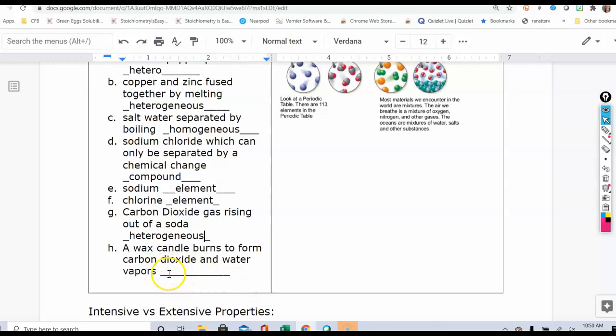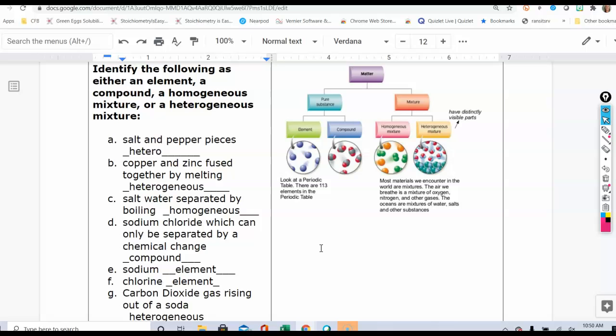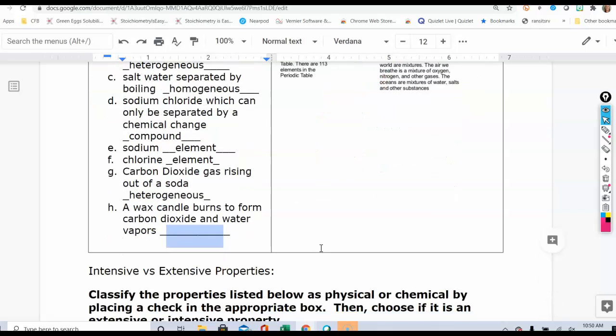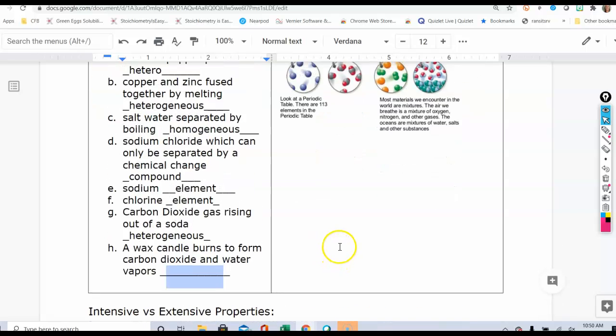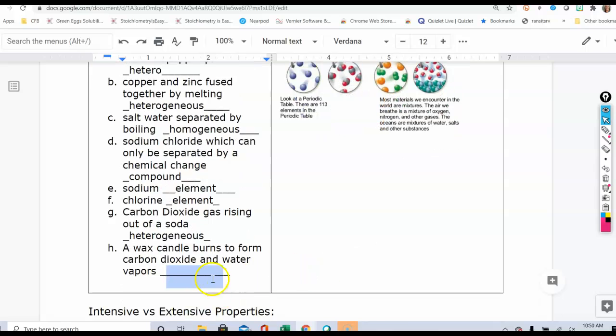And then finally, a wax candle burning to form carbon dioxide and water vapor. So what is this? Is this a heterogeneous mixture or a pure substance? Well, the candle is not naturally just going to evaporate into carbon dioxide and water, so it is going to have to undergo a chemical change, and things that have to undergo a chemical change have to be a compound.